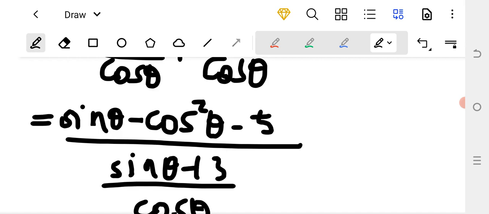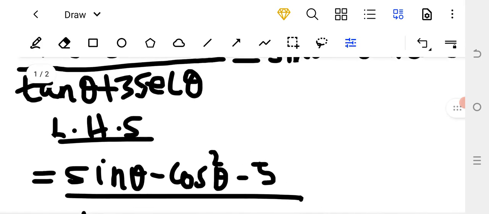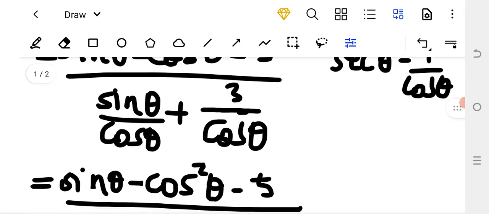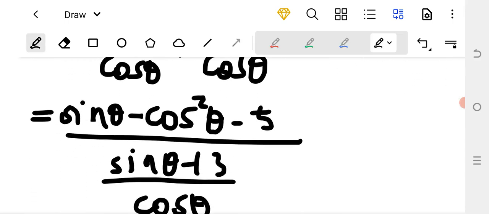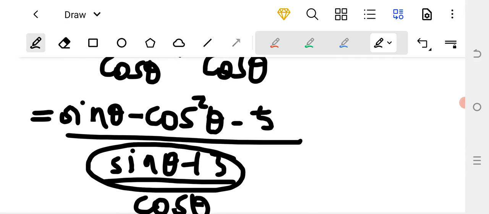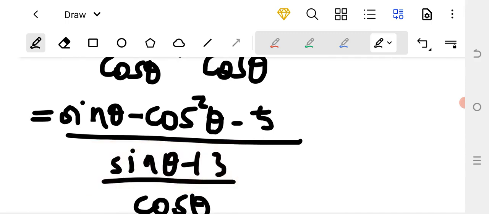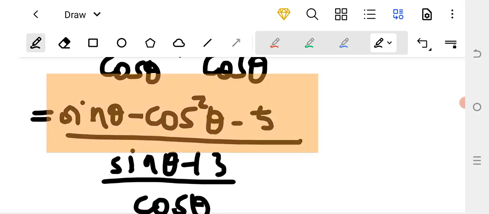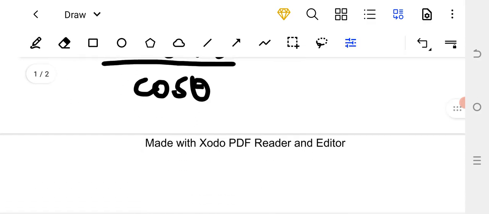And then, as we can see on the right hand side of the identity, we have sine theta cos theta minus 2 cos theta. So our aim will be to find a way of cancelling out this sine theta plus 3. And how can we do that? We need to factor the numerator in a form that lets us get rid of the sine theta plus 3 and remain with something that can give us the right hand side.